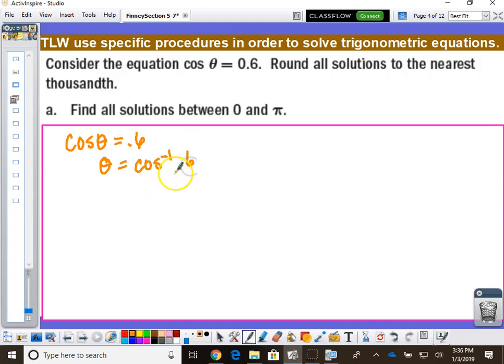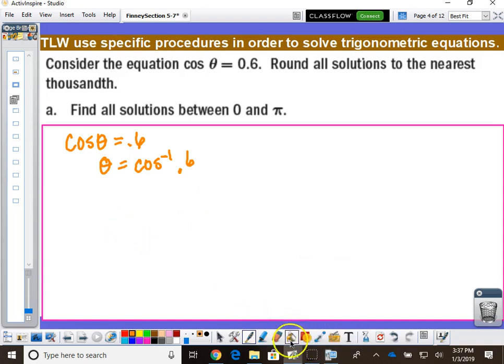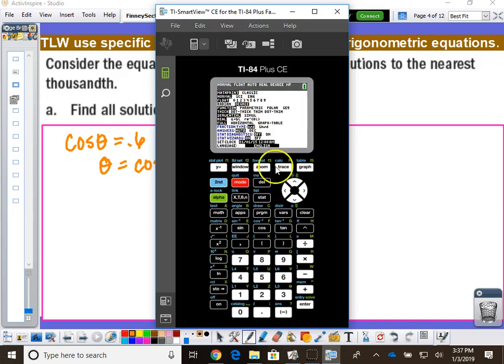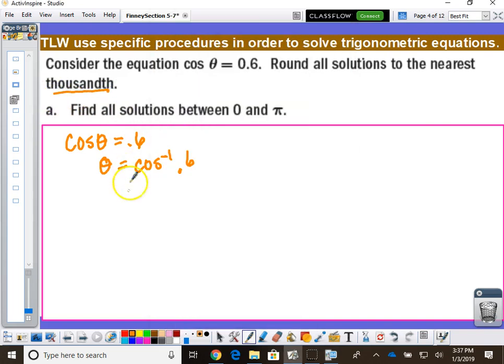So I'm going to do inverse cosine of 0.6. I type that in my calculator, making sure I'm in radian mode. When I do that, I go to mode, I'm in degree, I need to switch it to radians, come down, second quit, second cosine, 0.6. My answer is 0.927295. It wants it to the nearest thousandth, so that means that my theta is 0.927.